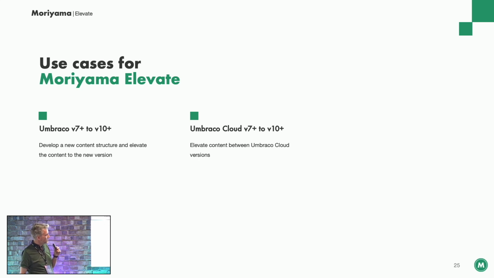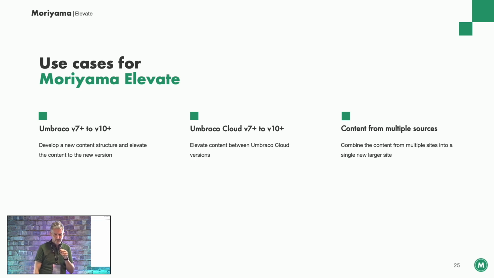But exactly the same would apply to cloud. Got those V7 cloud sites, not sure what to do with them, want to move them to 10. There's nothing stopping us taking the same process because this is working with an API. There's nothing to get in the way of the Umbraco deploy, nothing to clash, so no reason why we couldn't use this for cloud as well.